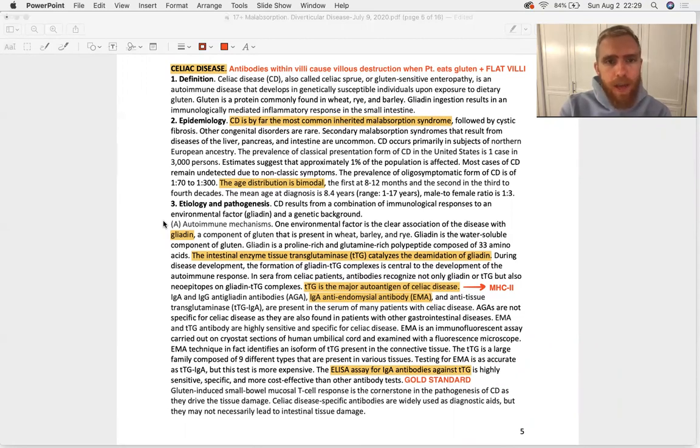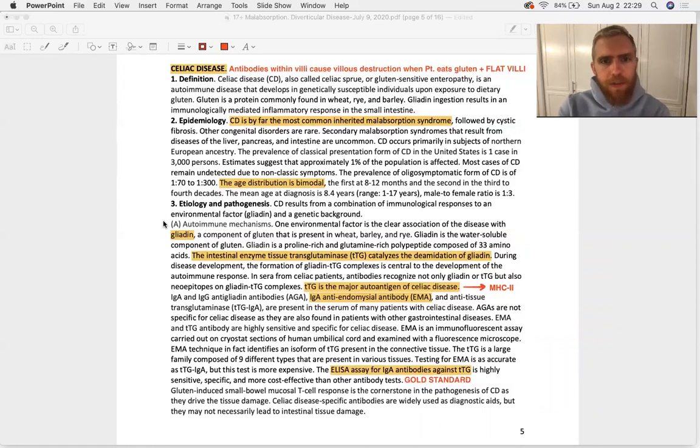What's going on in celiac disease is an autoimmunity against a specific protein expressed within enterocytes of small intestinal villi, and the antibodies against this self-antigen will trigger an immune response, causing villus destruction. Anytime the patient eats gluten, the immune cells in that area are going to pop off against this tissue transglutaminase enzyme.